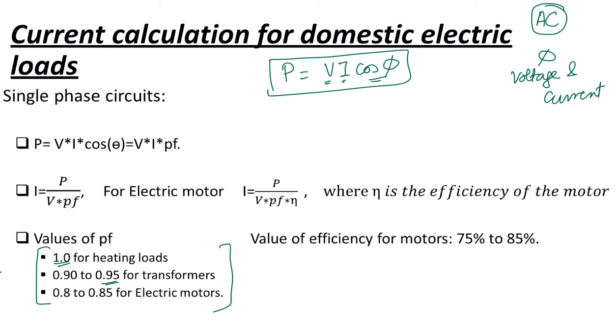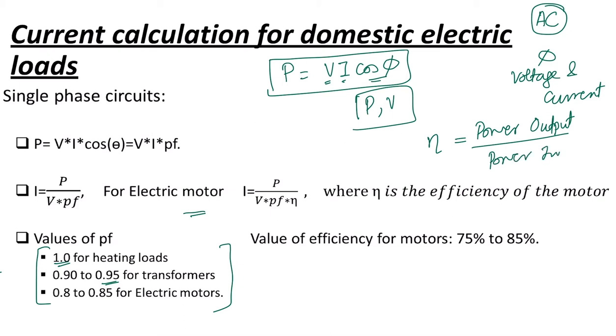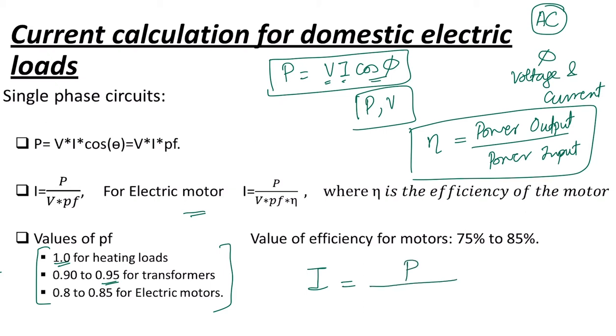Also, once you have this P and V, you cannot straight away calculate the current. You have to see the efficiency as well. So efficiency means the power output by power input. Right? So if a motor is 80% efficient or 70% efficient, accordingly you have to divide by that term. So for calculating the current of an electric motor, we will simply say the electric current drawn by the motor is P divided by voltage into power factor into the efficiency.